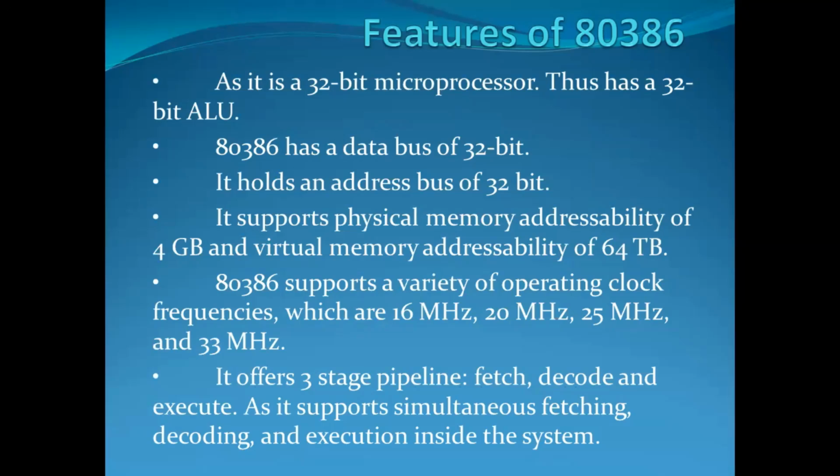The 386 has a data bus of 32 bits. It holds an address bus of 32 bits. It supports a physical memory addressability of 4 GB and a virtual memory addressability of 64 TB. The 80386 supports a variety of operating clock frequencies, which are 16 MHz, 20 MHz, 25 MHz, and 33 MHz. It offers three-stage pipelines: fetch, decode, and execute, as it supports simultaneous fetching, decoding, and execution inside the system.